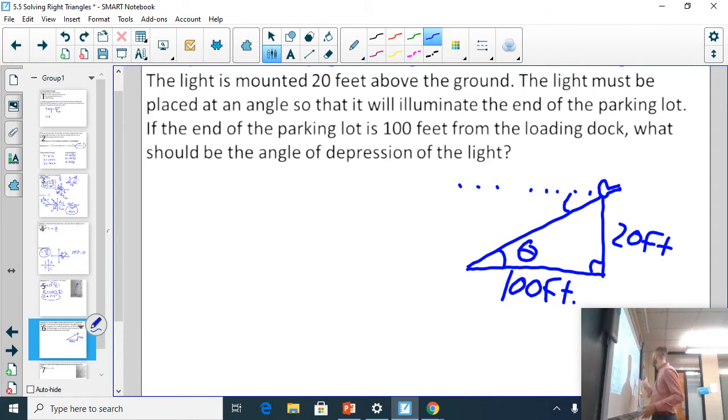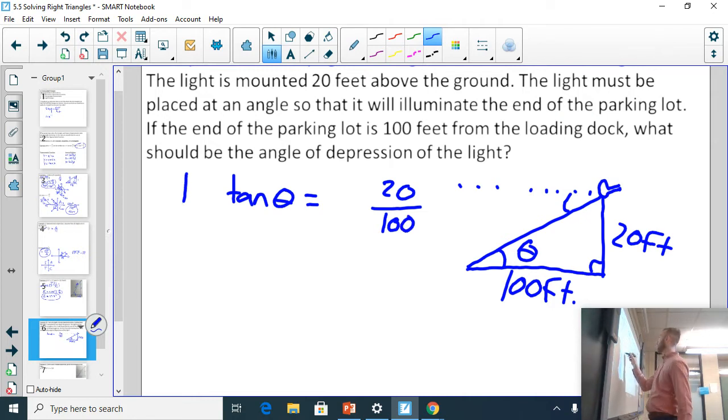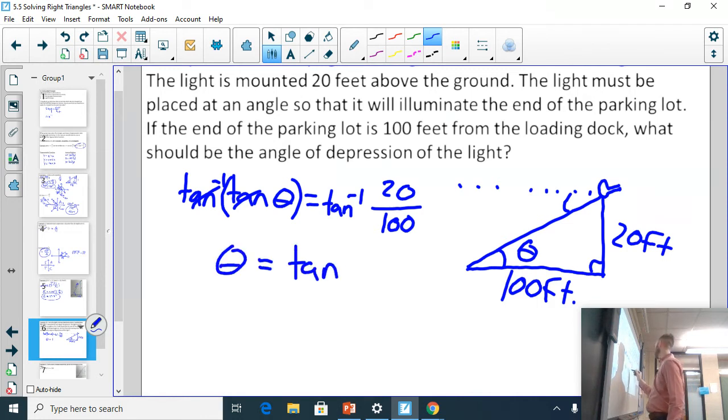Let's call this angle theta. And so we have tangent of theta equals opposite, which is 20, over adjacent, which is 100. And then to get the angle, we're going to need the tangent inverse of both sides. Those kind of go away, and we're left with theta equals tangent inverse of 20 over 100, which is the same thing as 1 over 5.